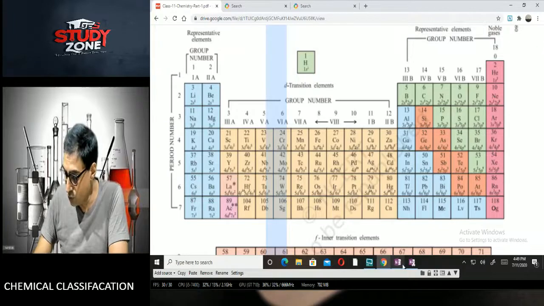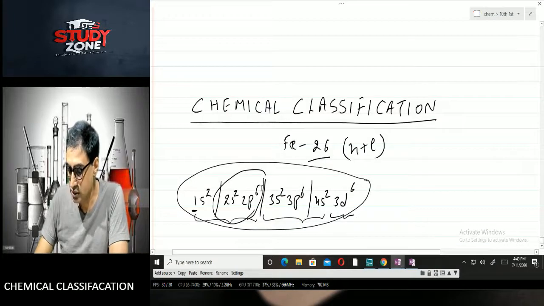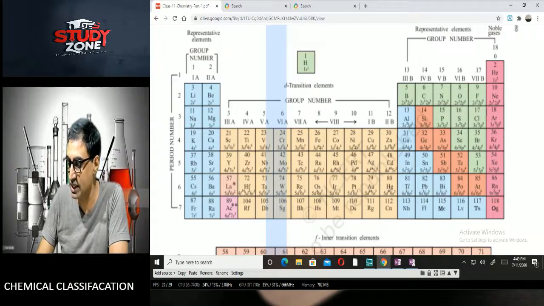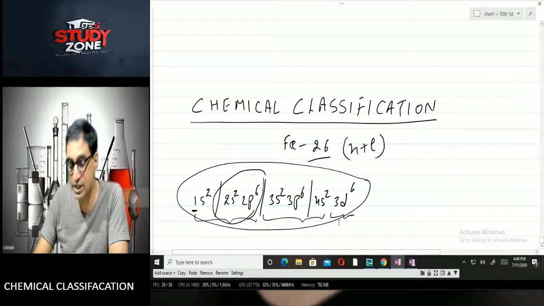Then again we'll move on to the electronic configuration. If I talk about the third shell, you have 3s2 and 3p6. That means the third period will again have 8 elements because you have 8 electrons, 2 plus 6. So 2 of the elements are in the S subshell and 6 of the elements are in the P subshell. So the total is 8. Now if I talk about the next shell, 4s2, 3d6.